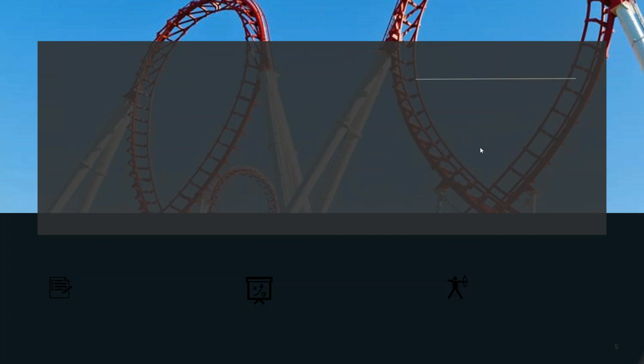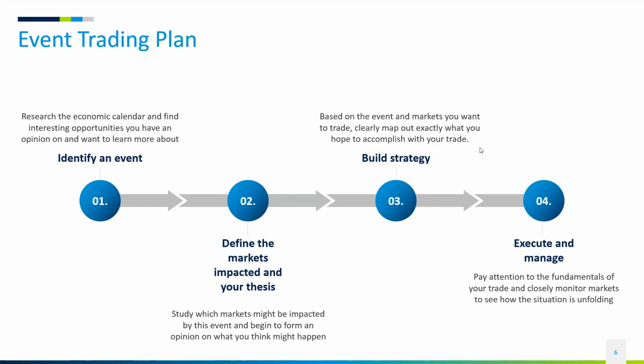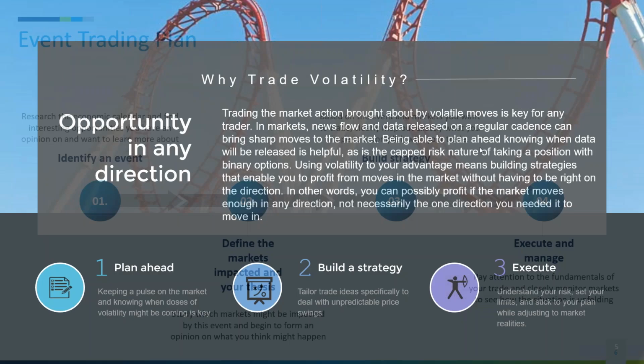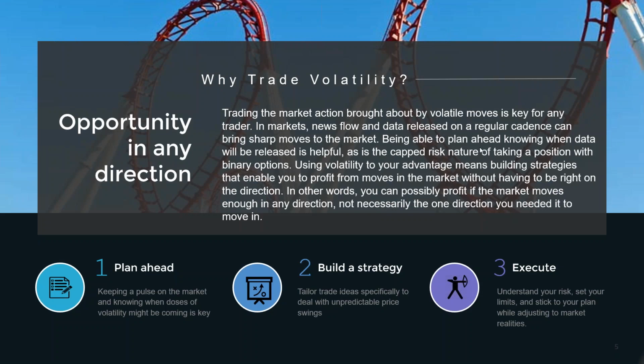So let's talk about volatility. Really the key ingredient here to our event-based strategy. So why do you want to trade volatility? Again, news and news flow and data releases and things that happen bring action and movement to markets.